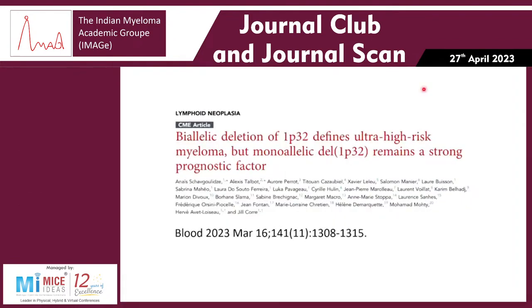Good evening, everyone. Thank you, Team Image, for this opportunity. The topic for journal scan for today is biallelic deletion 1p32 defines ultra high risk myeloma, but monoallelic deletion 1p32 remains a strong prognostic factor, published in Blood last month.